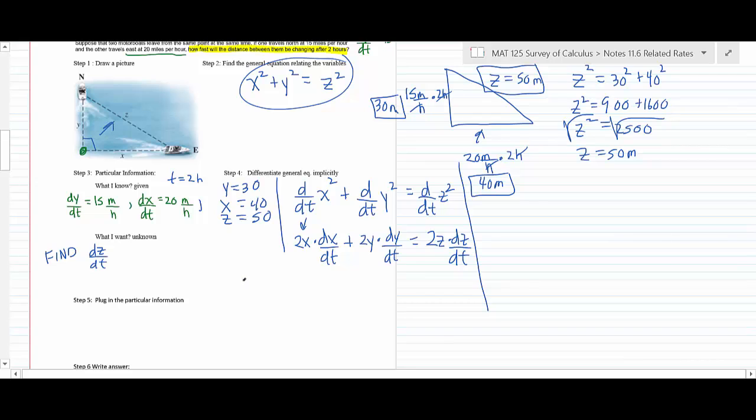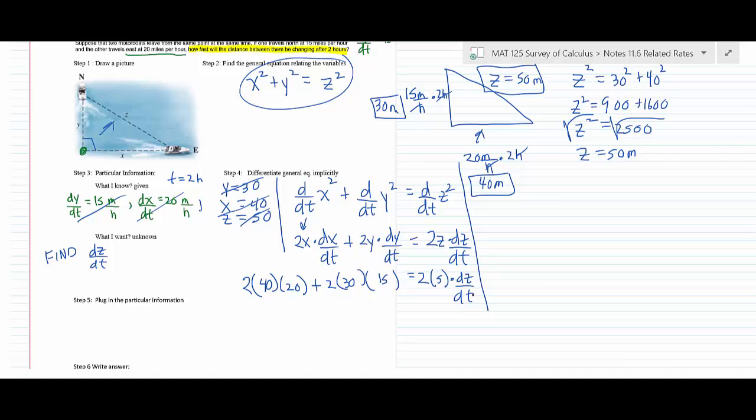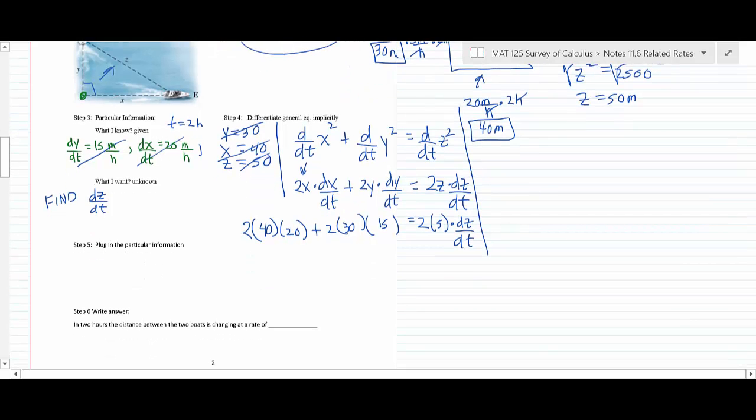Okay, so x was 40, dx over dt was 20. Then we have 2 times y. Y was 30, dy over dt was 15. Z was 50. Then we have dz over dt like that. So you're going to know you're messing up if you don't have all that given information written down. You're going to know you're missing some part of the problem. Then we'd just calculate and solve this for dz over dt.